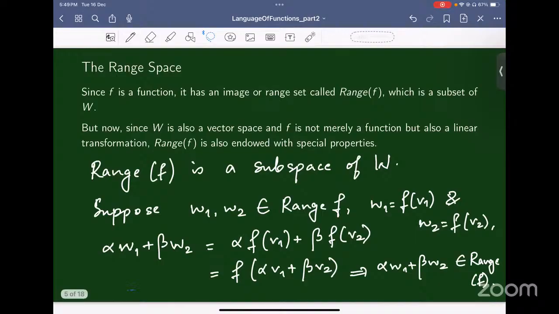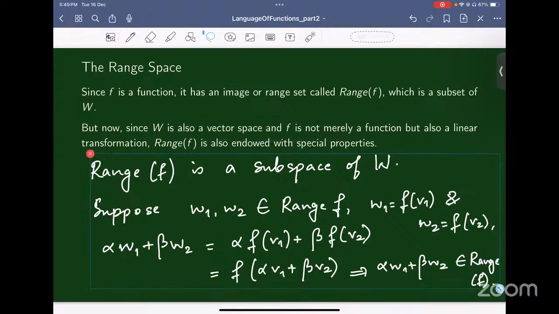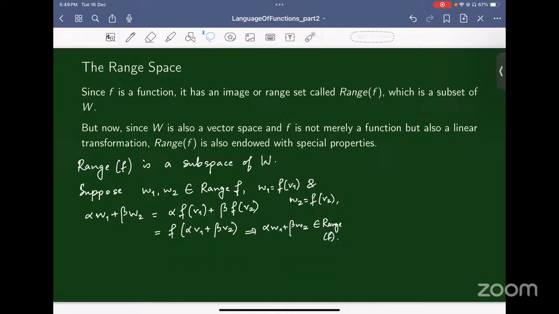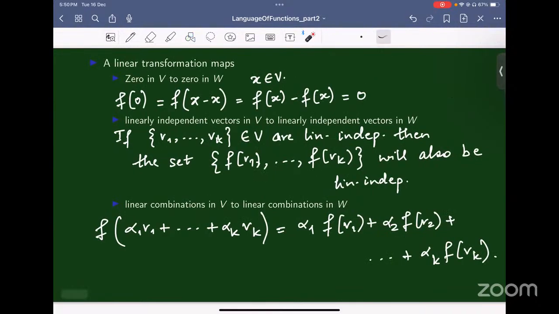There are two properties of a range of a linear transformation that we are going to require. So we'll look at them right here. One of those properties follows from what we just saw about properties of linear transformations, that linear transformations take linearly independent sets to linearly independent sets.